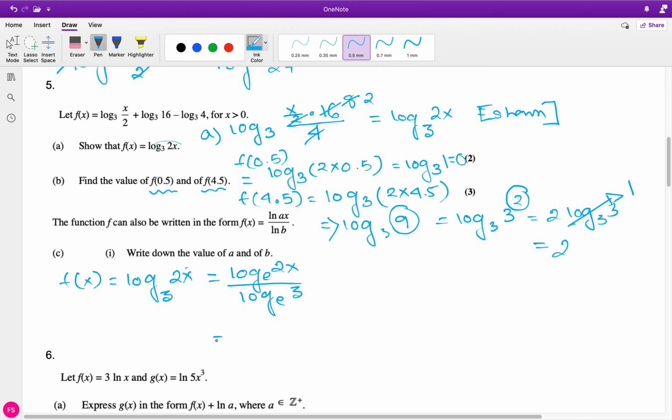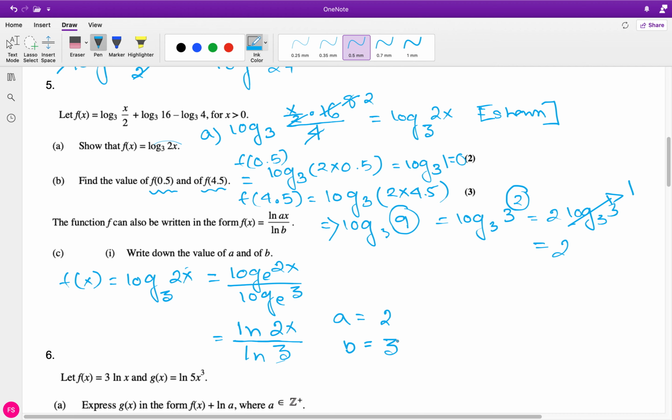Now whenever you write e, it becomes ln 2x. So if you use ln, you don't have to use the base e, because if you write ln, that just means the base is e, divided by ln of the base, which is 3. So I'm going to have ln of 2x over ln 3. So we can compare this to this and you can find the value of a. A is the number that's with x, it's 2 in this case, and b is 3.